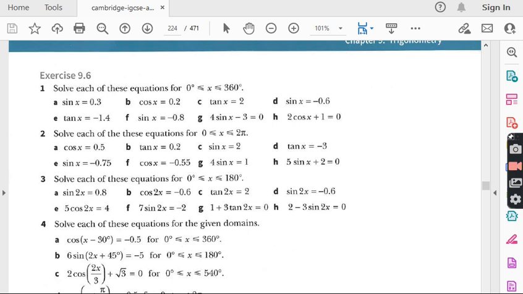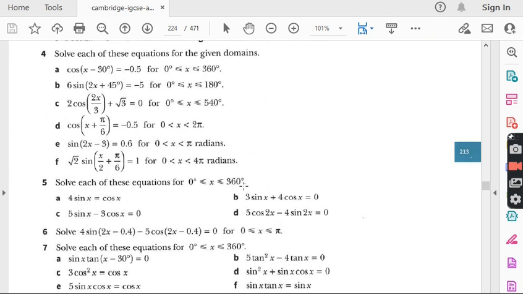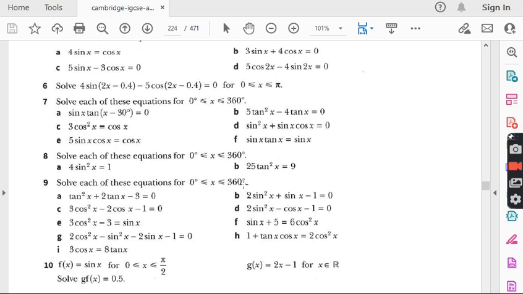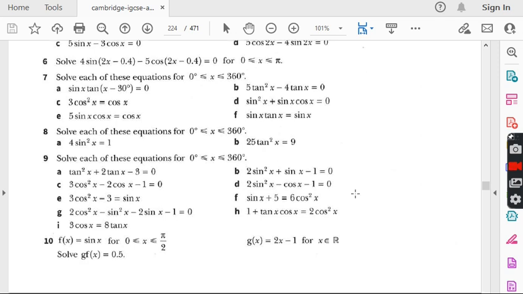Students, in the last lecture we finished question number 8 from exercise 9.6. The topic of this exercise is to solve trigonometric equations. Today we are going to do question number 9.